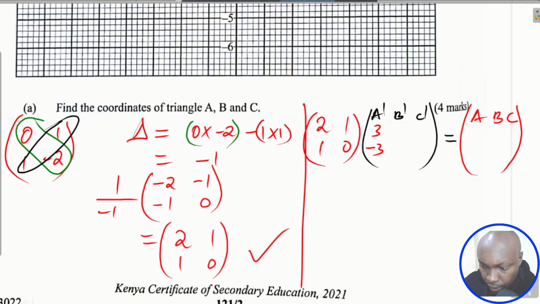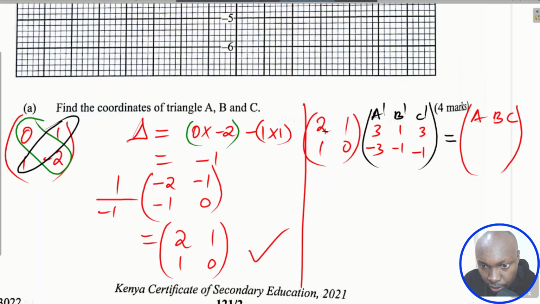So A is 3, -3, B is 1, -1, and C is 3, -1. Now when I pre-multiply the coordinates of A prime, B prime, C prime with the inverse of the matrix of transformation that we've got here, I'll be able to get the coordinates of ABC. Of course we've done these multiplications of matrices already, so I will not go back to them, to save time. So this is what you get when you multiply these.